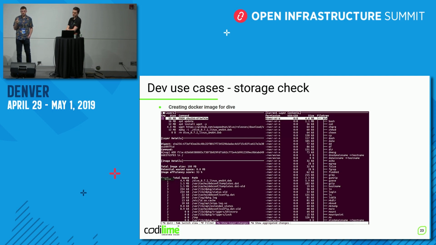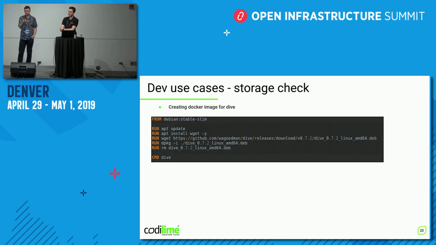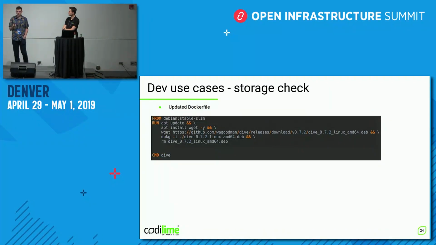So next, what we do, we just open Dive with this image, and we check that the efficiency is 93%. So now we can check which layer has the problem and which file probably wasted our memory. And we see that we don't need a lot of these layers because each of them is connected to one package. So we of course can squash it to one layer.